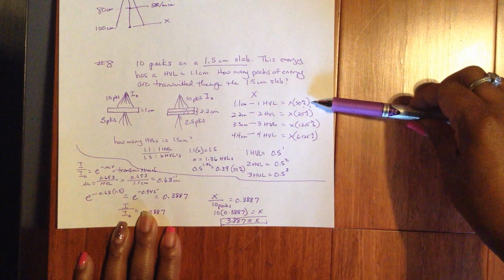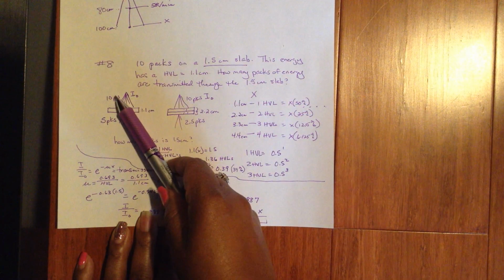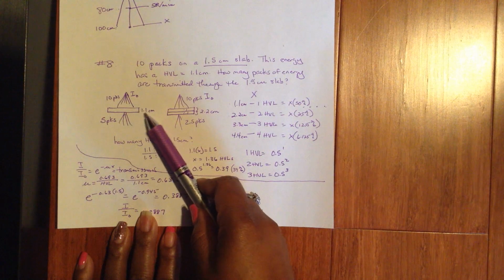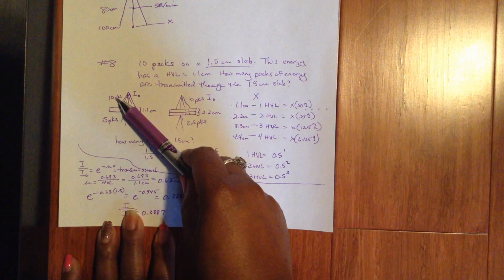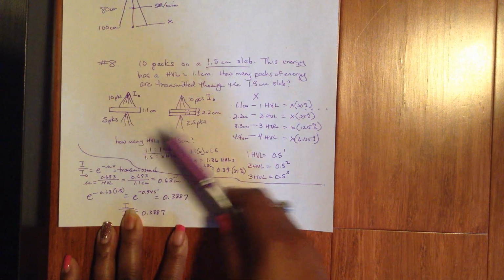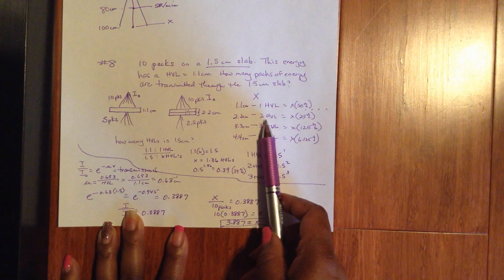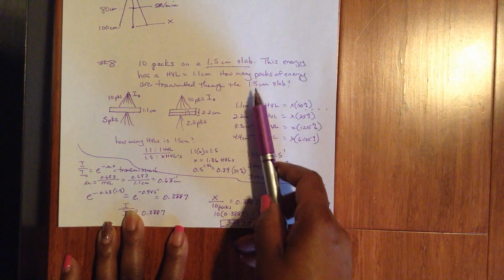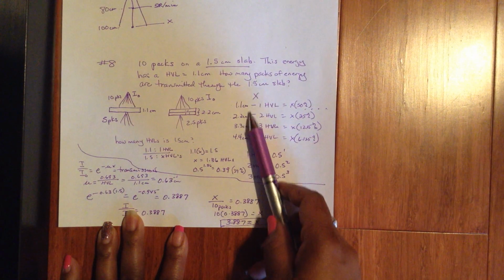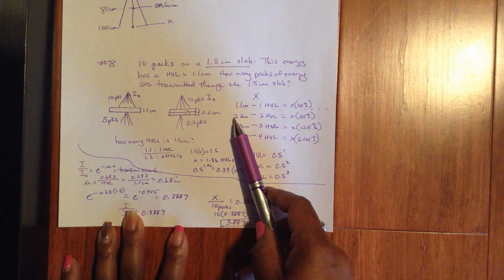That would reduce us to 50%. Or we'd have 10 packs, that 1.1 cm of slab would be here. On the other side, what would be transmitted would be 50% of 10, which is 5 packs. And then if we had 2 half value layers, then whatever I started with, the 10 packs, would be 25% of the 10 packs. In measured distance or slab of material, this would be 2.2.